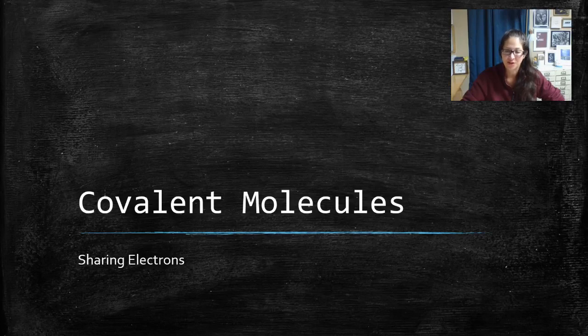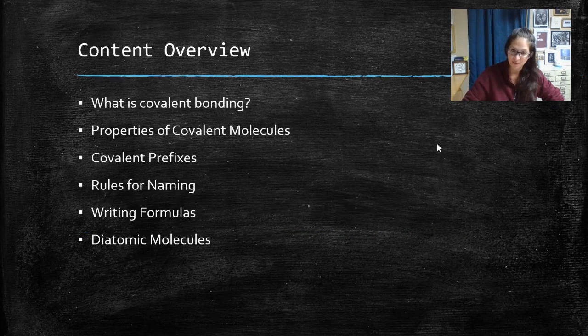Covalent molecules. Covalent molecules share electrons, as opposed to ionic bonds, which we've looked at before, and metallic bonds. We're going to look at what covalent molecules are today. So you should have your note sheet with you. These are the 6 main topics we're going to cover.